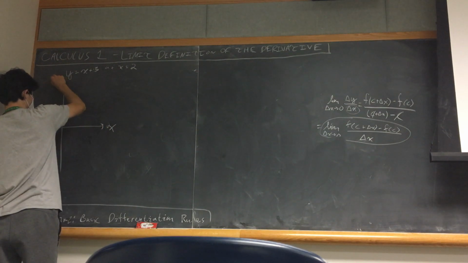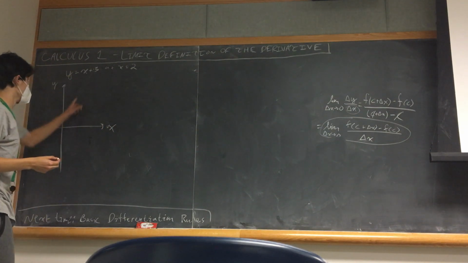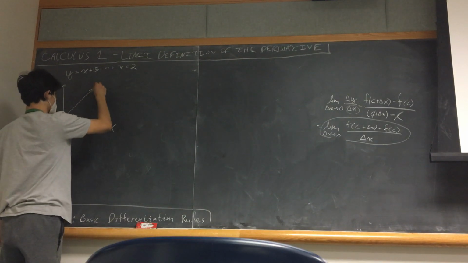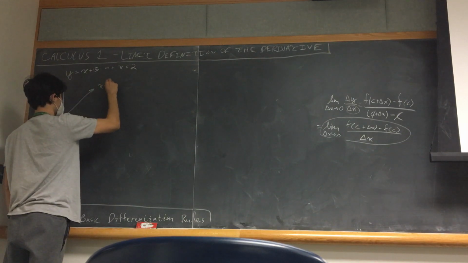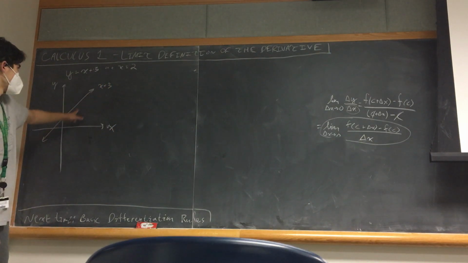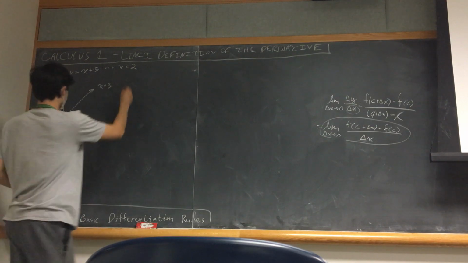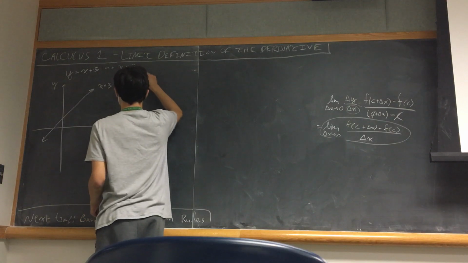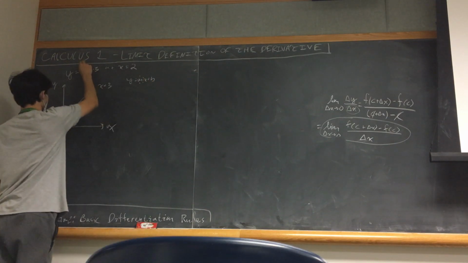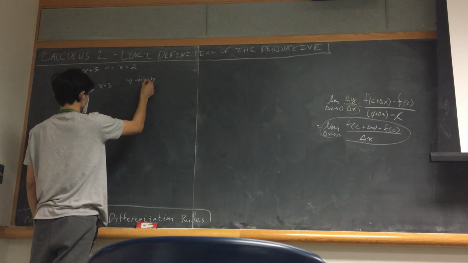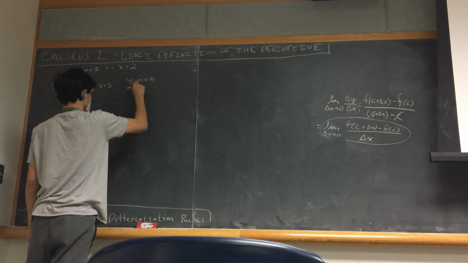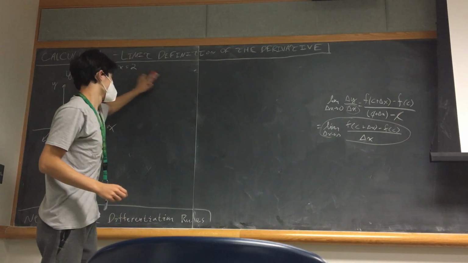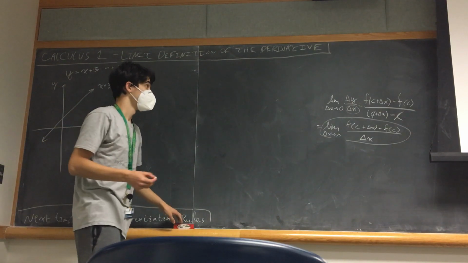x, y. So we know that x plus 3 looks like this. And if you look, this has a constant slope. We know from y equals mx plus b, where m here is the slope, that our slope for this graph is 1. So let's try doing this with the limit definition of the derivative.